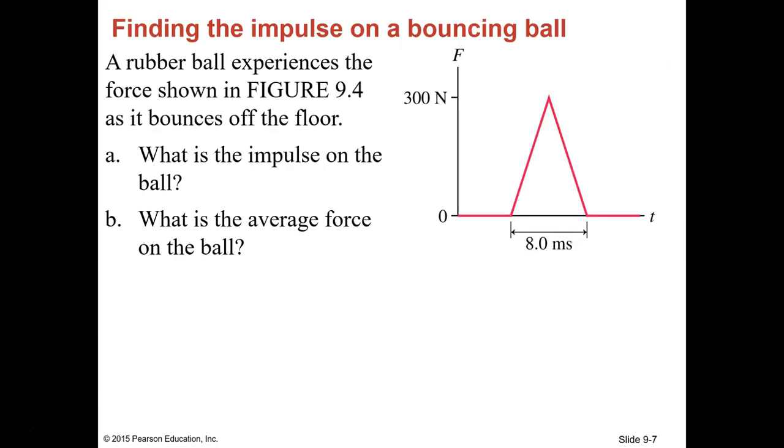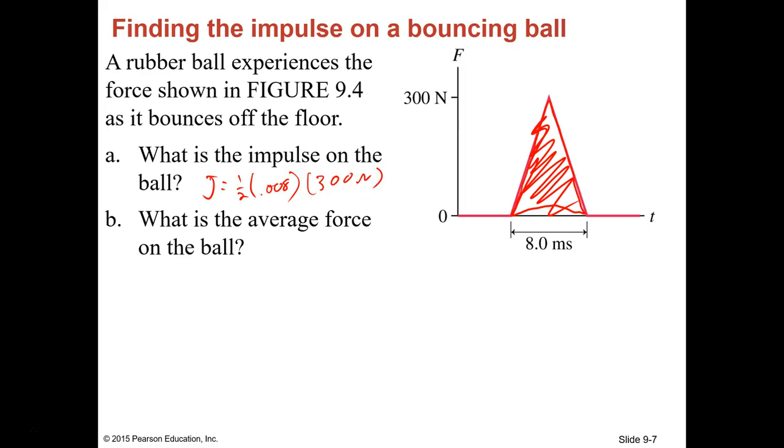So let's look at this example. We have a rubber ball that bounced on the ground, and this is a force versus time graph of our rubber ball. And we want to know two things. We want to know what is the impulse on the ball, and we want to know what the average force is. Well, in order to find the impulse, we know that the impulse is equal to the area under the curve. So in this case, impulse is going to be equal to 1/2 times 0.008 seconds times 300 newtons, and that will give us our impulse.